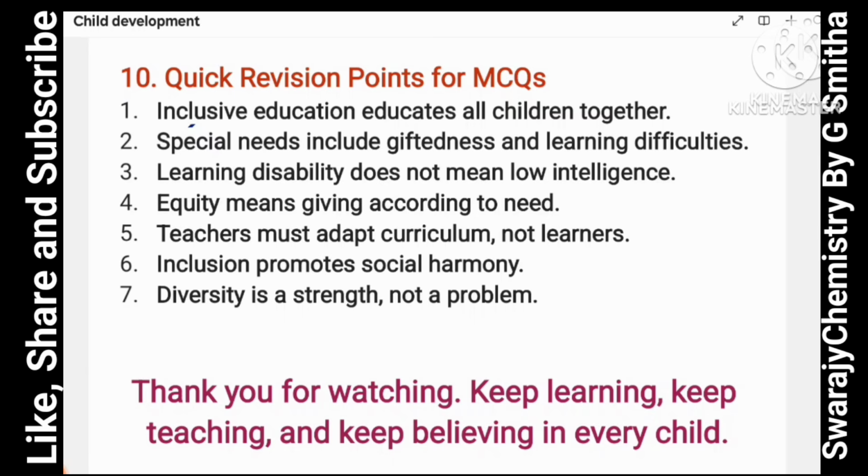The sixth one is inclusion promotes social harmony. The seventh one is diversity is a strength, not a problem. So, inclusive education reminds us that every child can learn when given the right support and respect. Diversity is not a problem but a strength of the classroom. When teachers adapt the curriculum, all learners grow together.